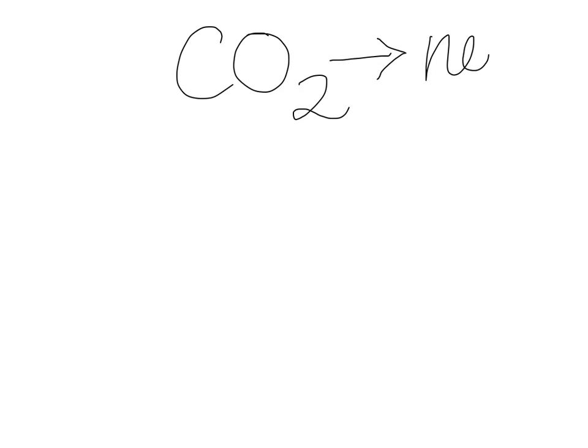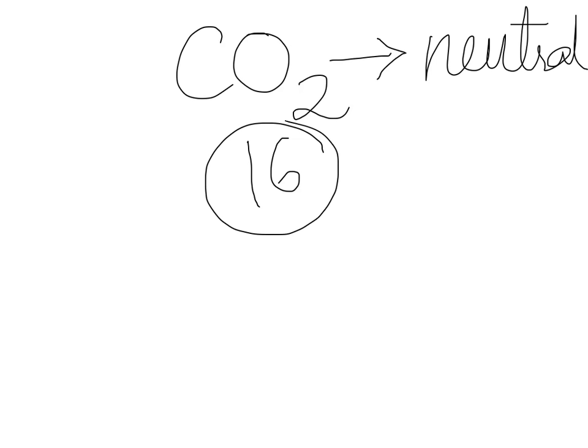Now the second step is to decide if electrons need to be added or subtracted, and add or subtract accordingly. If you think about it, carbon dioxide is a neutral molecule. It's not an ion. So we don't have to add or subtract electrons. Second step: no addition or subtraction of electrons. There are a total of 16 electrons that need to appear here.